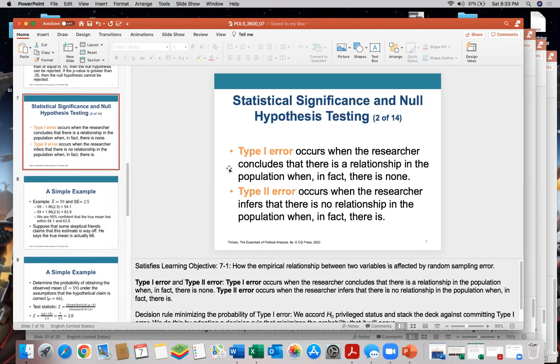Now we get into our two errors, and he did say that these errors are going to be on the final. Type 1 is when the researcher concludes that there is a relationship, but in fact there is none. And type 2 is when the researcher infers there is no relationship, and in fact there is. I'm not really sure how you want to remember that. Type 1 is where the researcher thinks there is a relationship when there isn't. Type 2 is when the researcher says there's not, but there actually is. You just have to figure out some way to remember that.